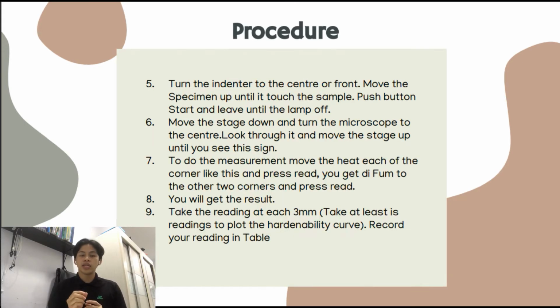And then we turn the indenter to the center of the front and move the specimen up until it touches the sample. And then we press the button and wait until the lamp is off, we move the stage down and turn the microscope to the center. To do the measurement, we must move the line to each of the corners, and then we will get the result. Take the reading at each 3 mm at least and record the reading in the table.